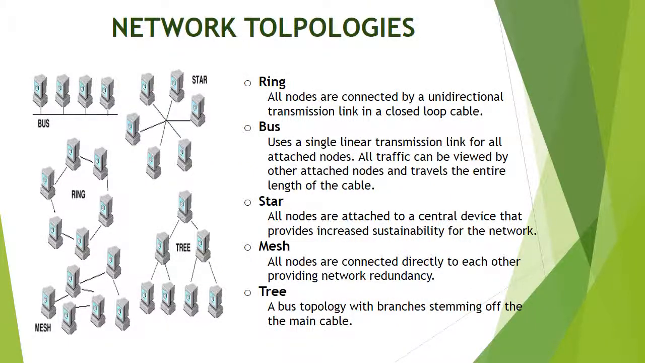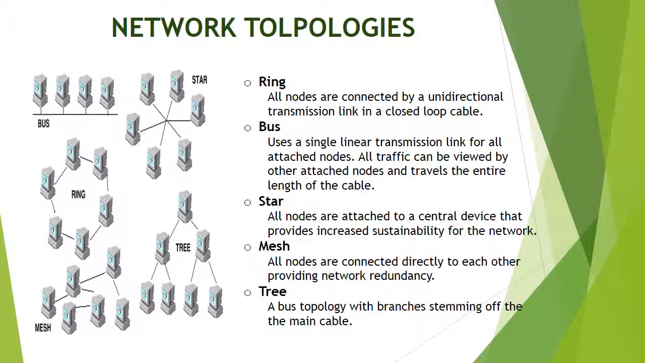Network topologies or network structures have different configurations. First, we have the ring, in which all nodes are connected by a unidirectional transmission link and a closed-loop cable. Then we have a bus, which uses a single linear transmission link for all attached nodes. All traffic can be viewed by other attached nodes and travels the entire length of the cable.